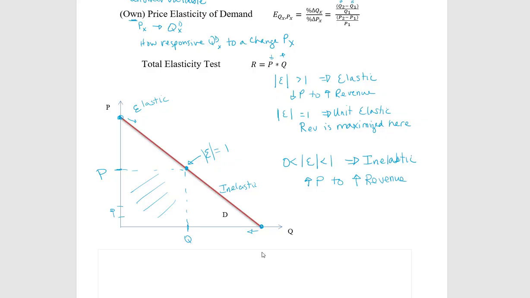So we can use this total revenue test to help us decide at different points as we discuss things, should we try to increase the price at this point or should we try to decrease the price at this point? If the focus is on what our revenue will be.